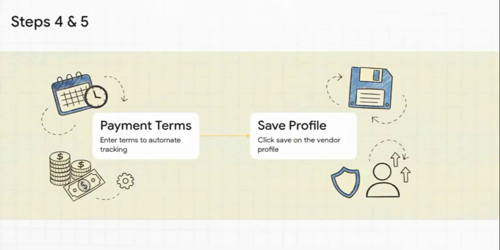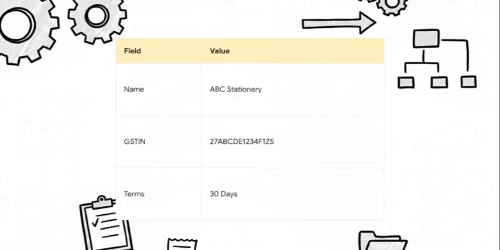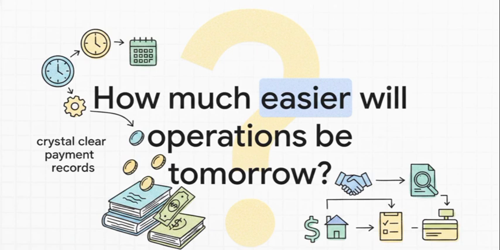Next, enter payment terms to automate your tracking and just click Save on the profile. Now, what's really interesting here is your completed, ready-to-use profile with all those crucial details. So, with crystal clear payment records, how much easier will your daily operations be tomorrow?